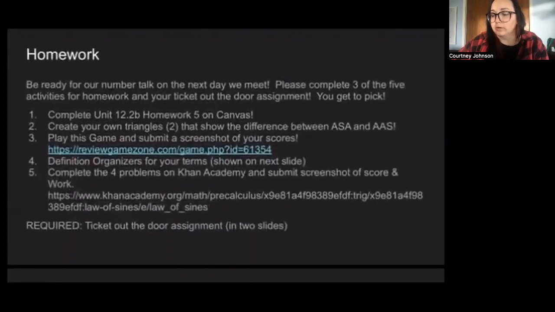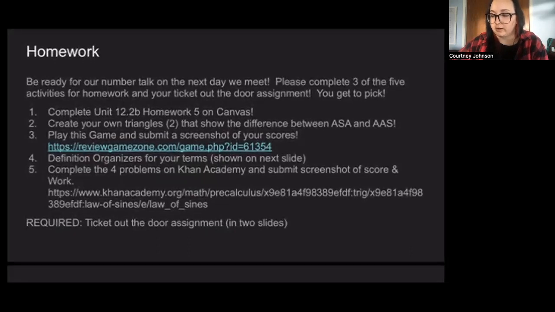And your homework is to be ready for our number talk on the next day that we meet. Please complete 3 of the 5 activities for your homework, as well as your ticket out the door assignment. You get to pick, okay? 3 of 5 of these assignments, but do not forget that does not count your ticket out the door assignment. That has to be done. It does not count as one of your 3, okay?